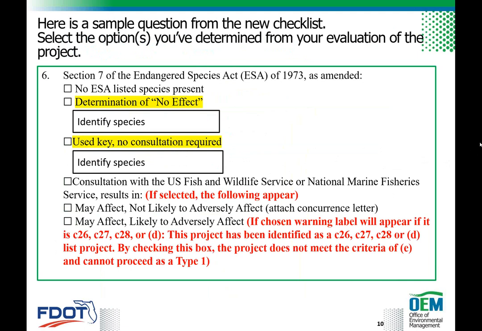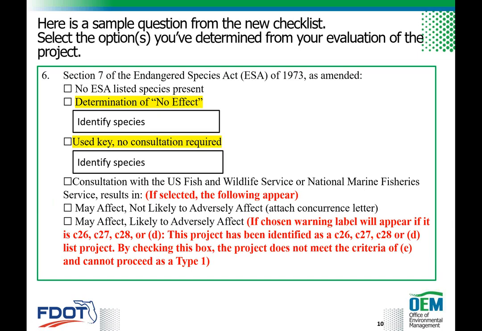So instead of us forcing you to put in a bunch of unnecessary information, if you choose no effect, you just list the species you stated no effect on, and if you use the key to make a determination, for example, for a wood stork, if you use the wood stork key, you would simply check that box that tells us what your determination is and tell us that the wood stork is a species, and you've essentially documented your analysis.